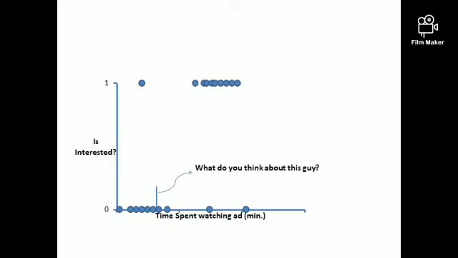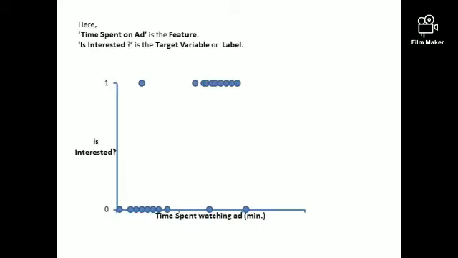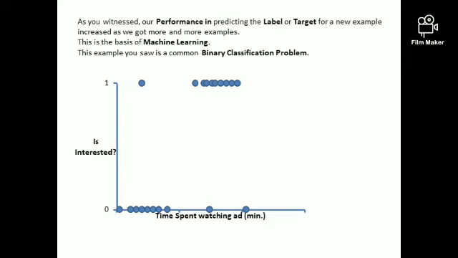Now we have more examples, and as you might probably have inferred by now, this guy looks more like he's not interested, because most of the training examples in this area of time spent are not interested, right? Here, time spent on ad is the feature, and is interested is the target variable or label. And as you witnessed, our performance in predicting the label or target for a new example increased as we got more and more examples. This is the basis of machine learning.